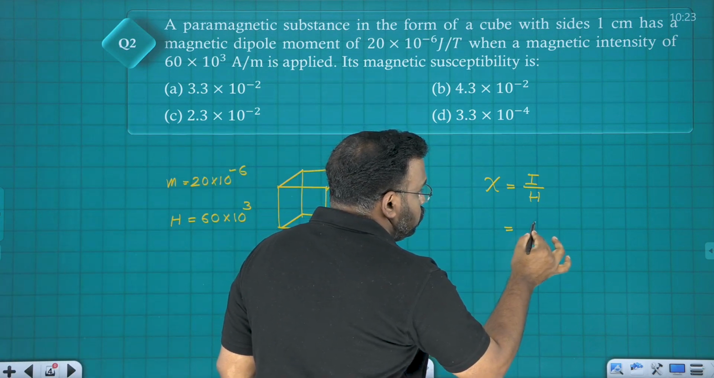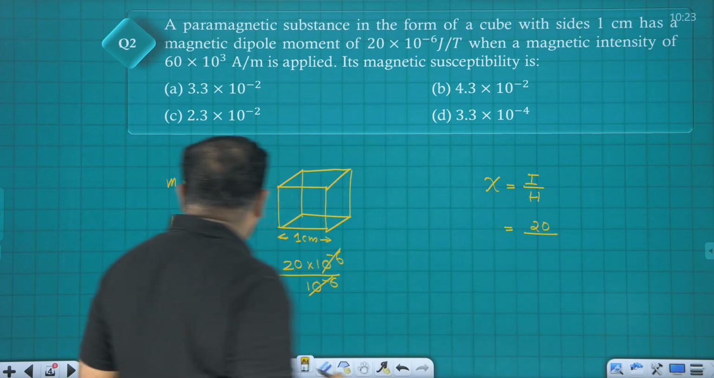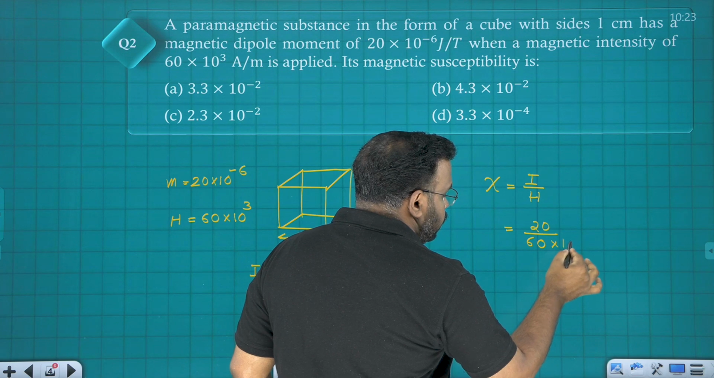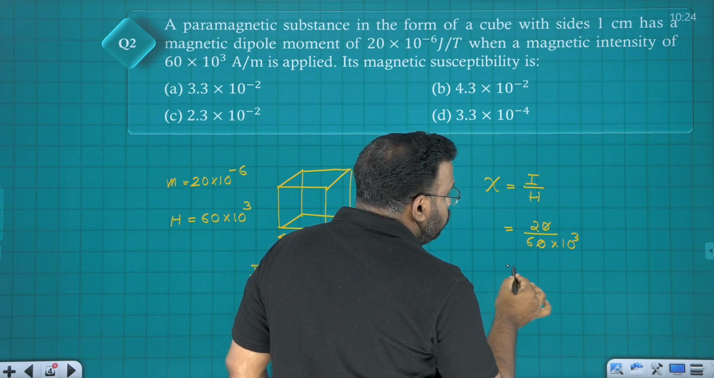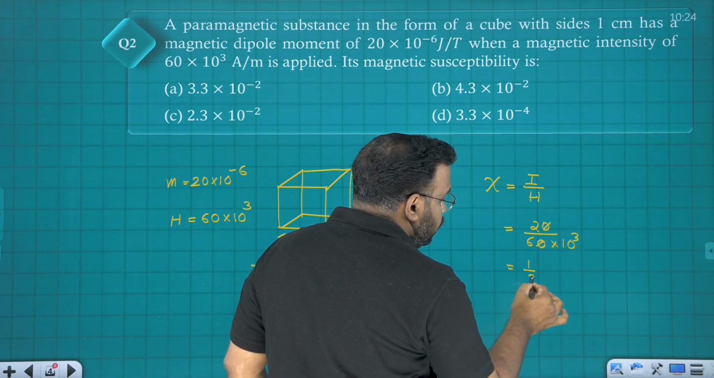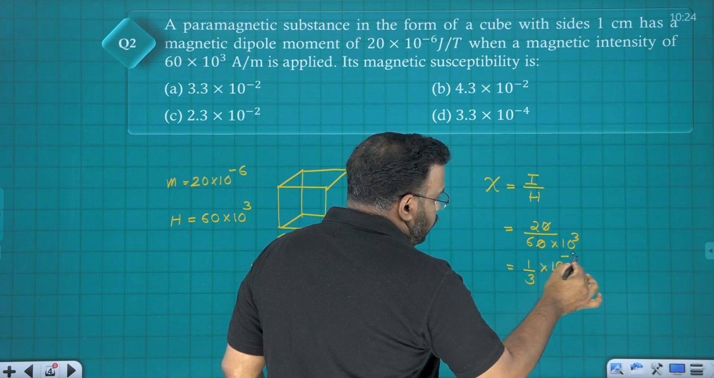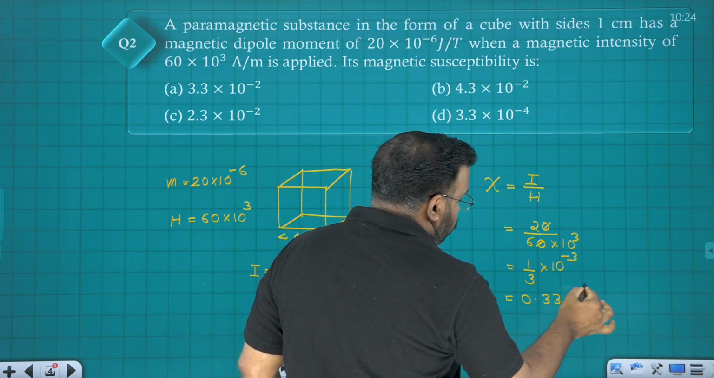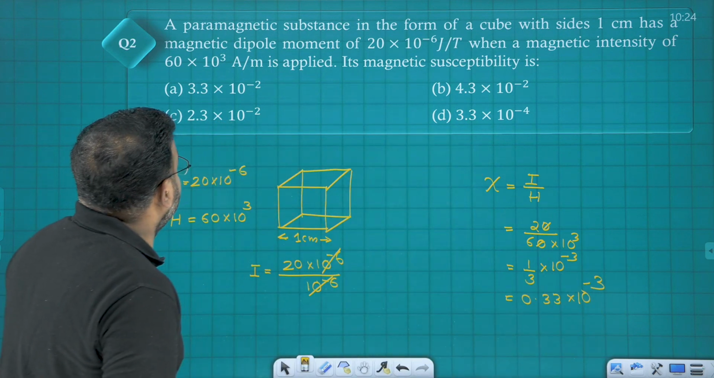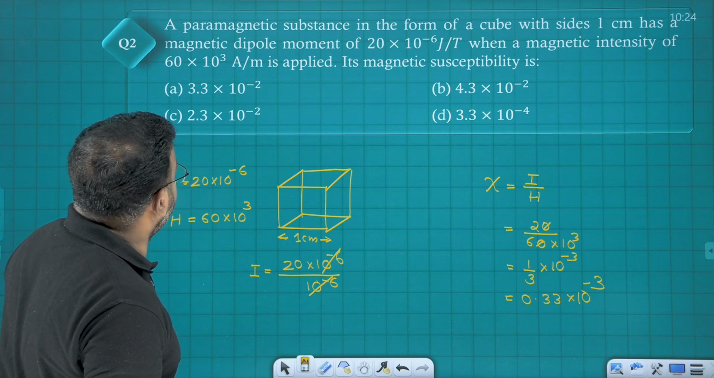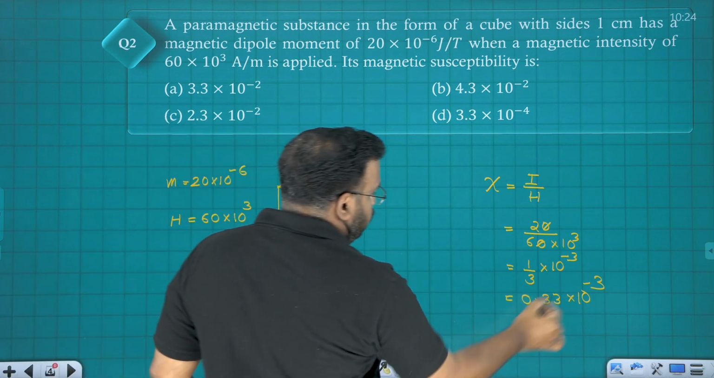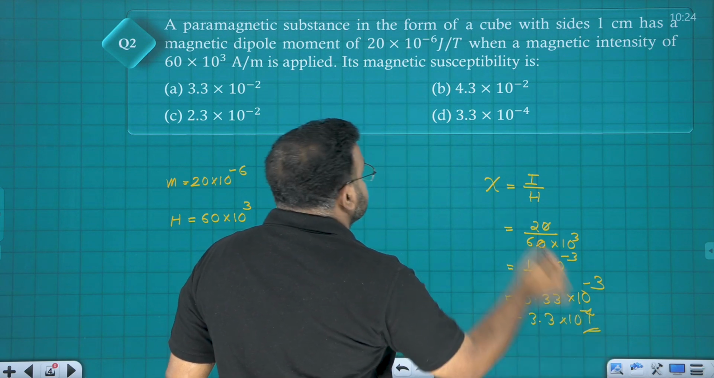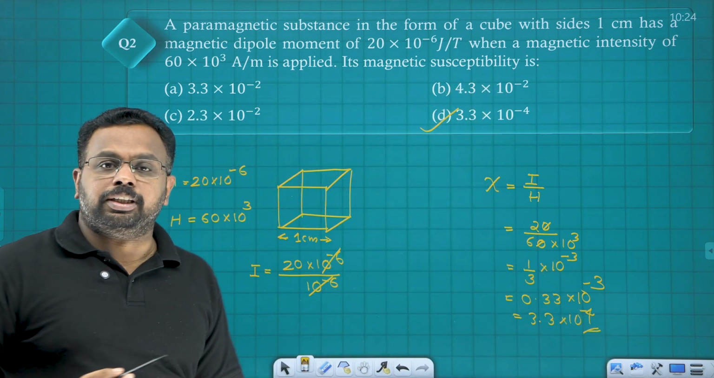Now we can substitute. So chi is equal to 20 upon H. What is H value? 60 into 10 to the power 3. So we get 2 by 6, that means 1 by 3 into 10 to the power minus 3. 1 by 3, you know that it is 0.33 into 10 to the power minus 3. Now we can check the options. 0.33 into 10 to the power minus 3 means 3.3 into 10 to the power minus 4. This is the answer. That means option D is the right answer for the second question.